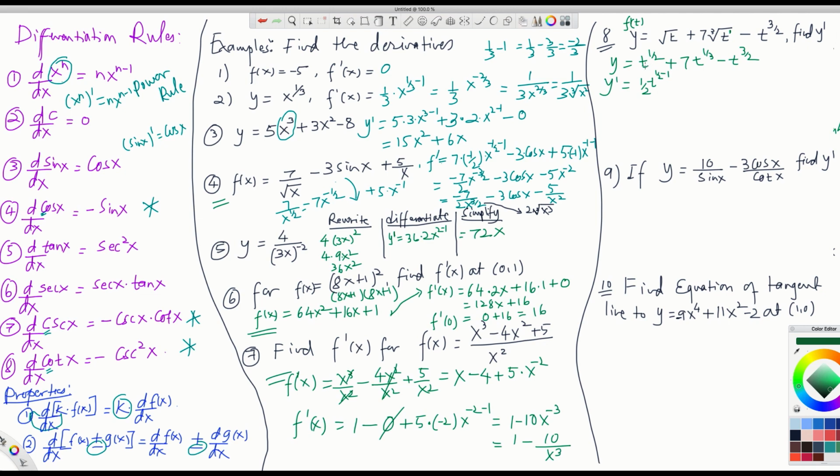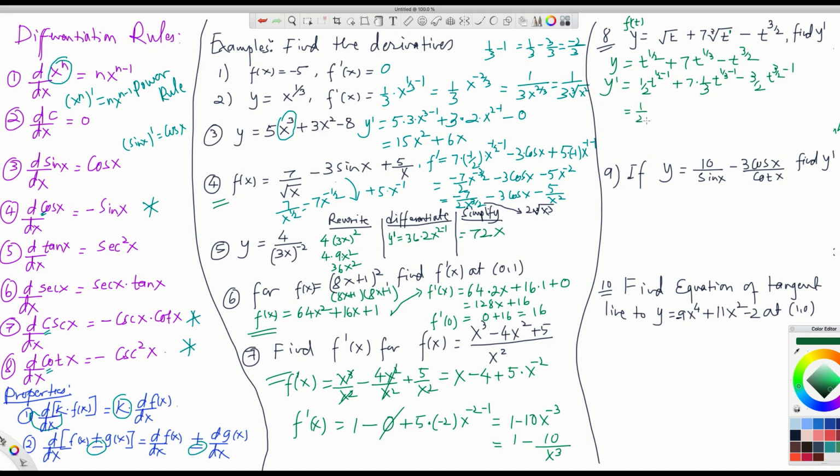Okay, so this is like t to the n. So use that formula, n t^(n-1). If there is x, you do n x^(n-1). If there is t, you do n t^(n-1). And then plus 7 times 1/3, and then t to the 1/3 minus 1, minus 3/2 t to the 3/2 minus 1. What do you get?